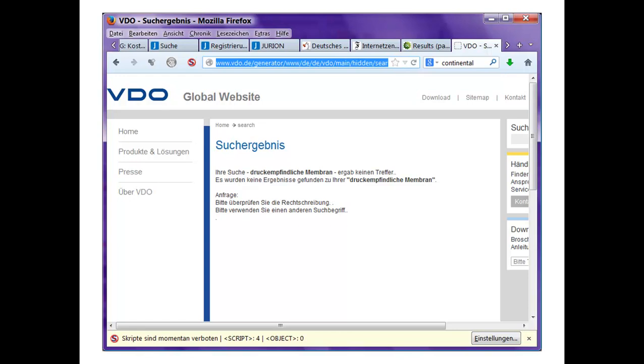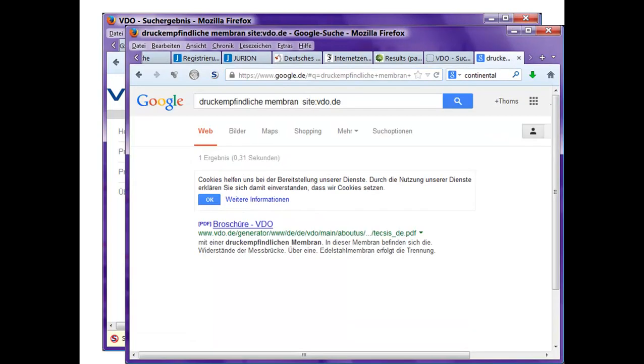Another example from the same website, druckempfindliche Membran. No results. And then, if you search on Google, you will find that there is, in fact, a document with druckempfindliche Membran on the website of Continental. And again, either it's a linguistic preprocessing problem or a general problem. We don't know. Simply, you cannot find it.